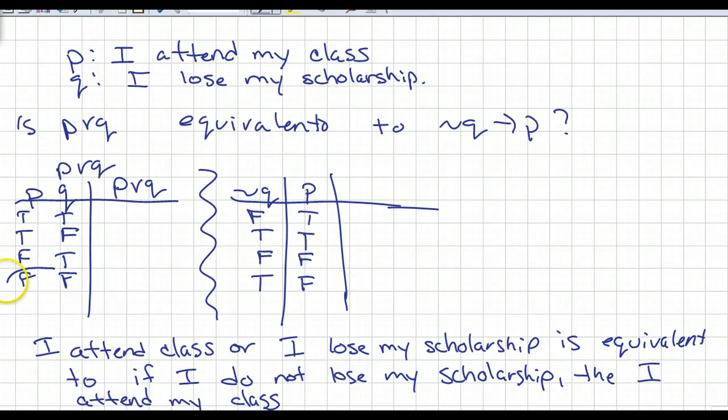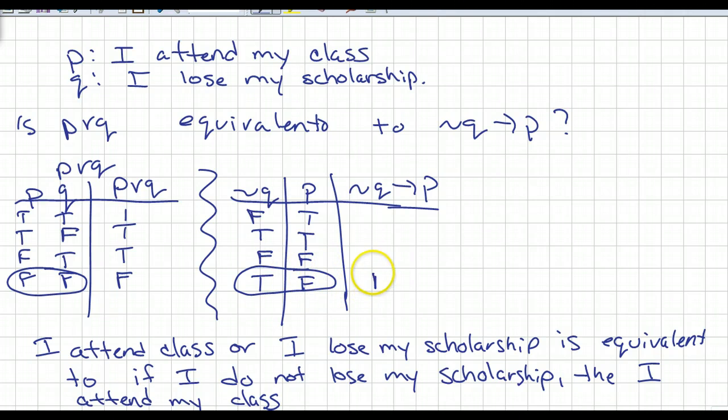And here they are at the bottom. That'll be a false and the rest are true. And for not Q, P, so we're looking at not Q, then P. We're looking for first a true and then a false. So that's right here. That'll be false. Everything else is a true.